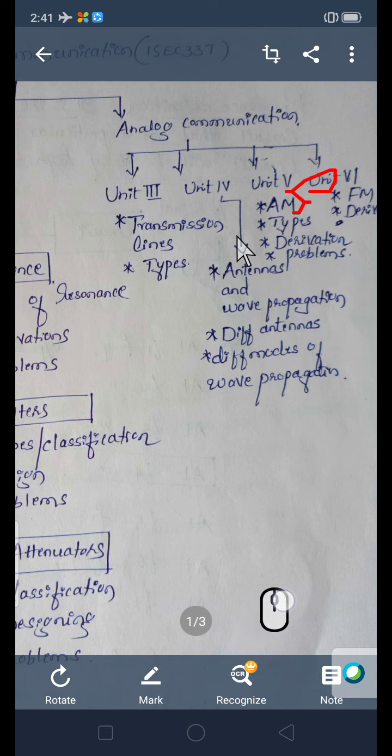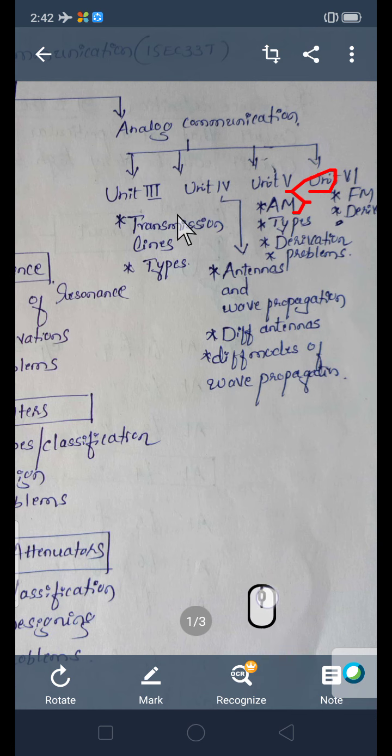Then under unit 4, you will learn about antennas and wave propagation. An antenna is also a transmission medium. Through an antenna, we transmit EM waves from one place to another, from the transmitting antenna to the receiving antenna. How many types of antennas are there, their structure and their working, we will study under this. Then wave propagation: the different modes in which the wave or signal we transmit from one place to another propagates, that you are going to study.